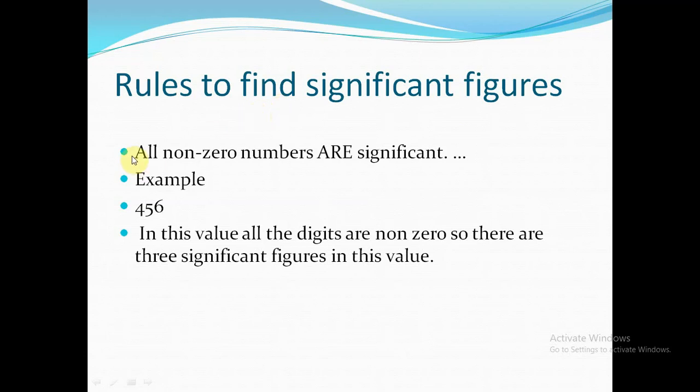Number 1, all non-zero numbers are significant. For example, we have a value 456. In this value, all the digits are non-zero. You can see it. The first digit is 4, second is 5, and the third is 6. There are 3 particular numbers, 4, 5, and 6. So there are 3 significant figures in this value.